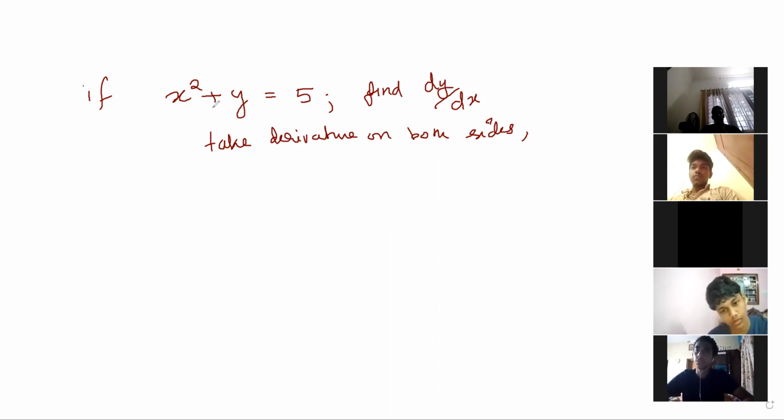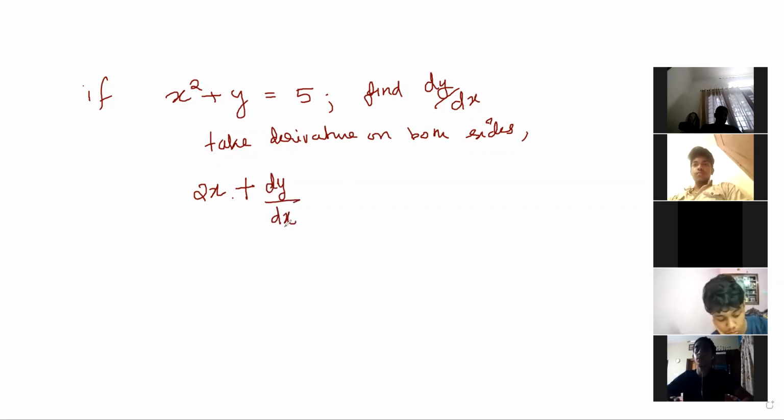So Ganesh, tell me what is the derivative of x square? Derivative of x is 1. Derivative of x square is 2x, isn't it? Remember? n x raised to n minus 1. So derivative of x square is 2x. Next is derivative of y. What is the derivative of y? dy by dx. Derivative of y is dy by dx because y is a function of x.